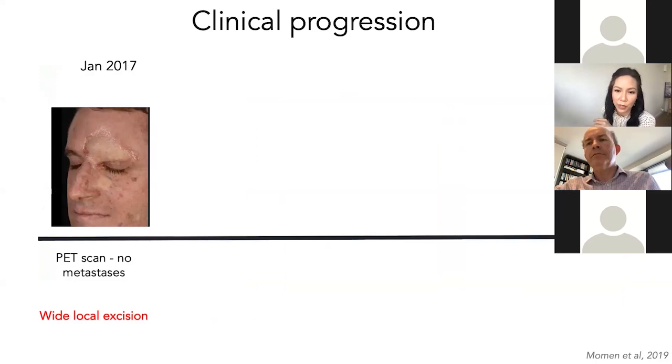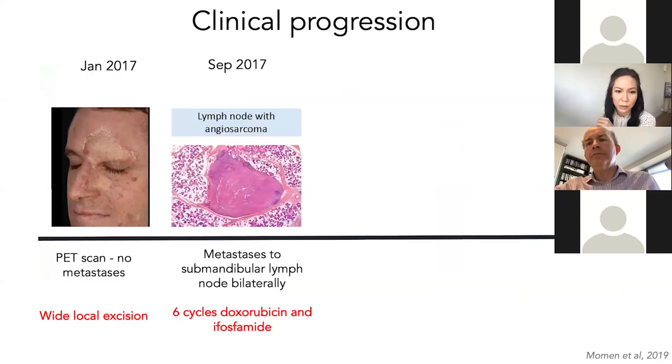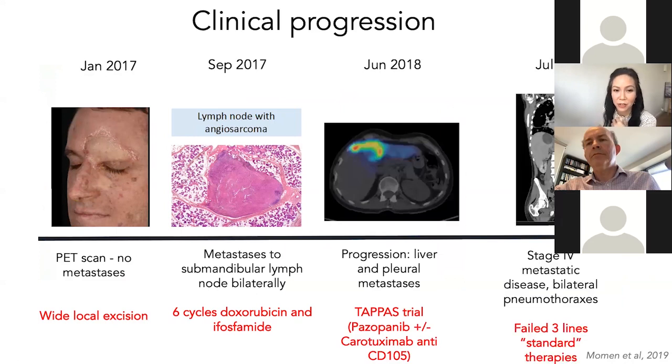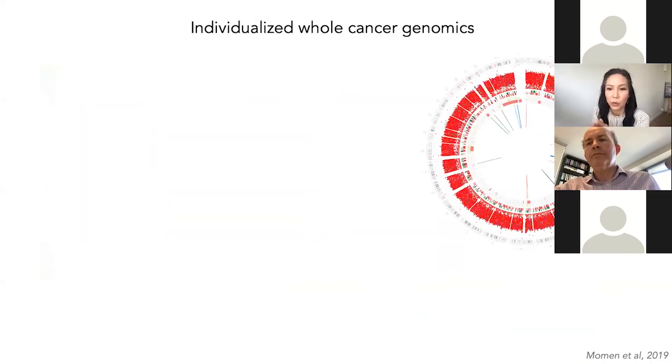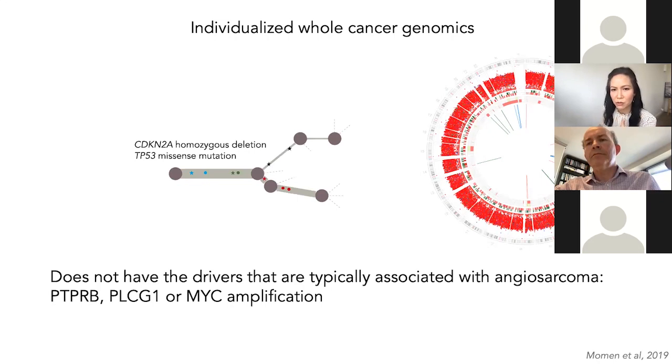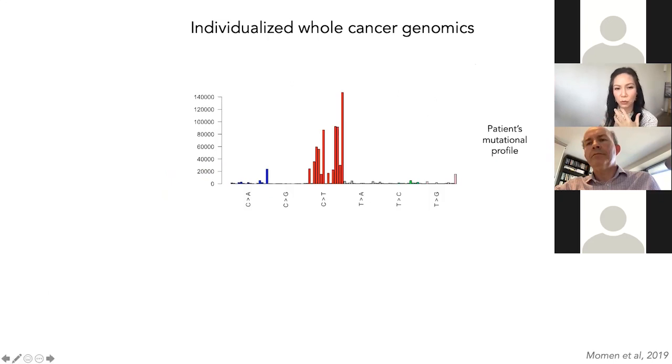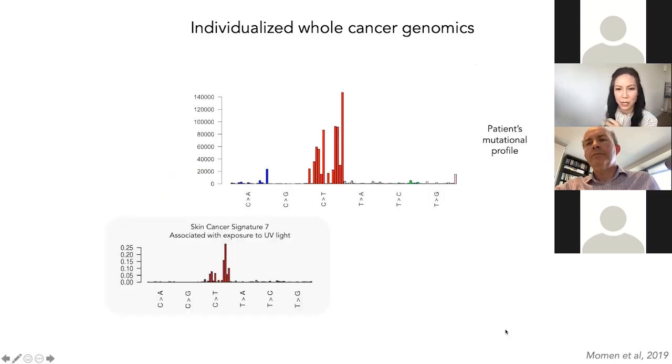Okay, so he had wide local excision, no radiotherapy, and he got mets within a few months, and then the mets spread aggressively. He just didn't respond to any of the standard treatments for angiosarcoma. And by July 2018, this man was dying. When we did a whole genome sequence of his angiosarcoma, we saw a heavily mutated cancer. We found the typical drivers of anything. It wasn't really an angiosarcoma based on these drivers, but his mutational profile was classic of UV damage.